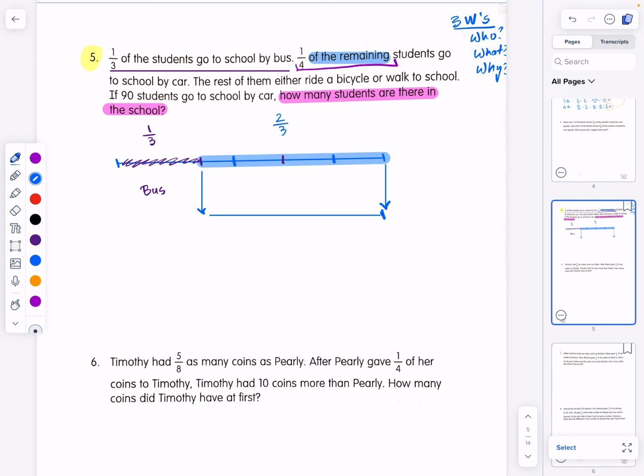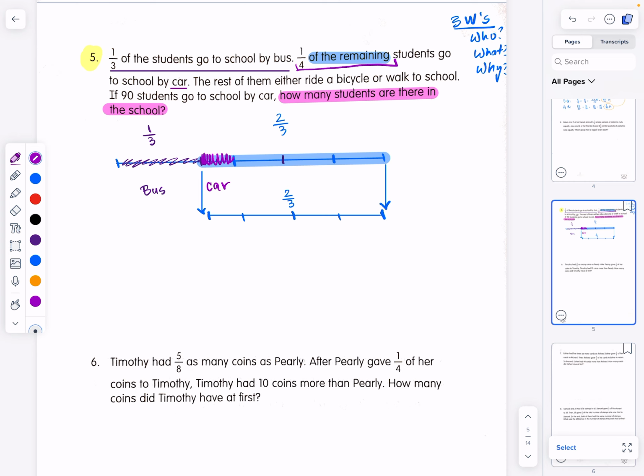Now I know this is my remainder. These are my 2/3. And then I split them into quarters. Okay? It kind of makes it for slightly cleaner drawing. So we know that 1/4 of them go to school by car. Let's label the car rides. Which color should I use? Red. Purple. I like purple. No, not this purple, this purple. So these students go to school by car. Right? These are car drivers or riders.